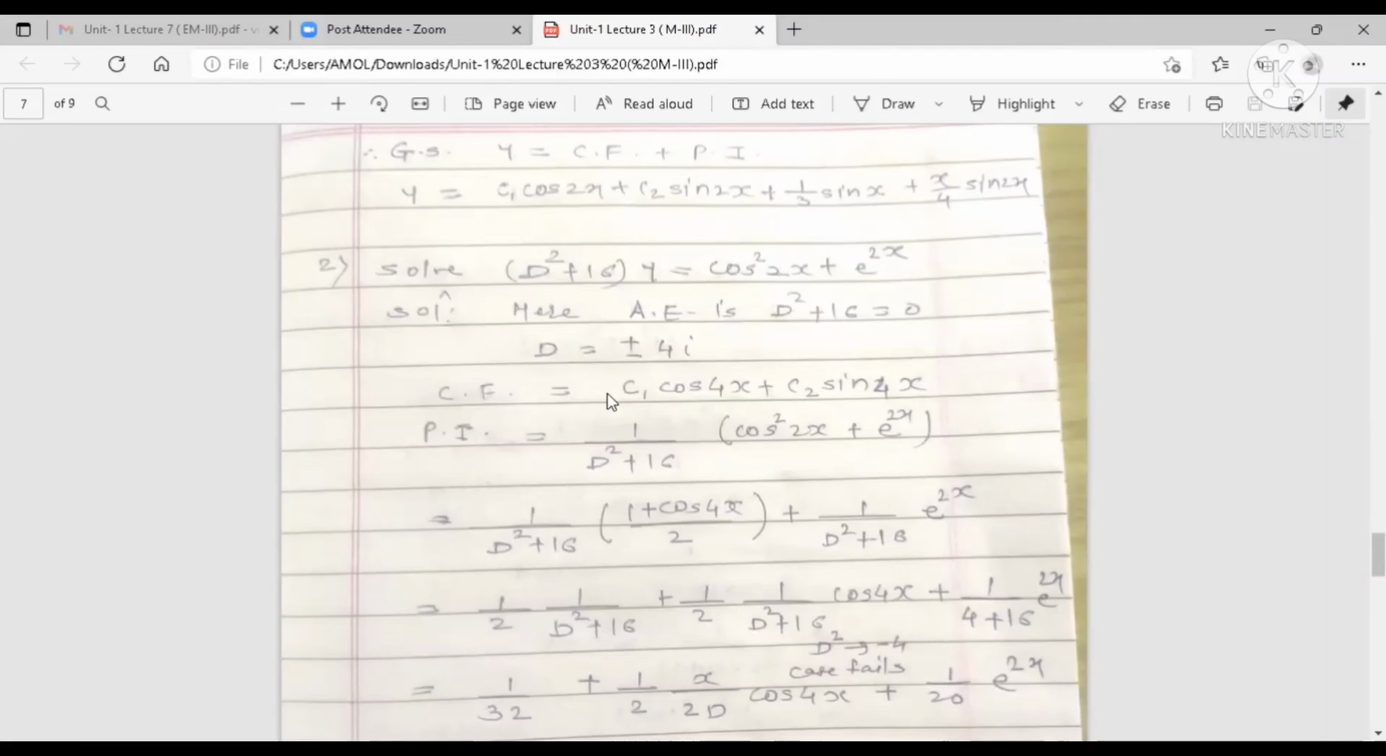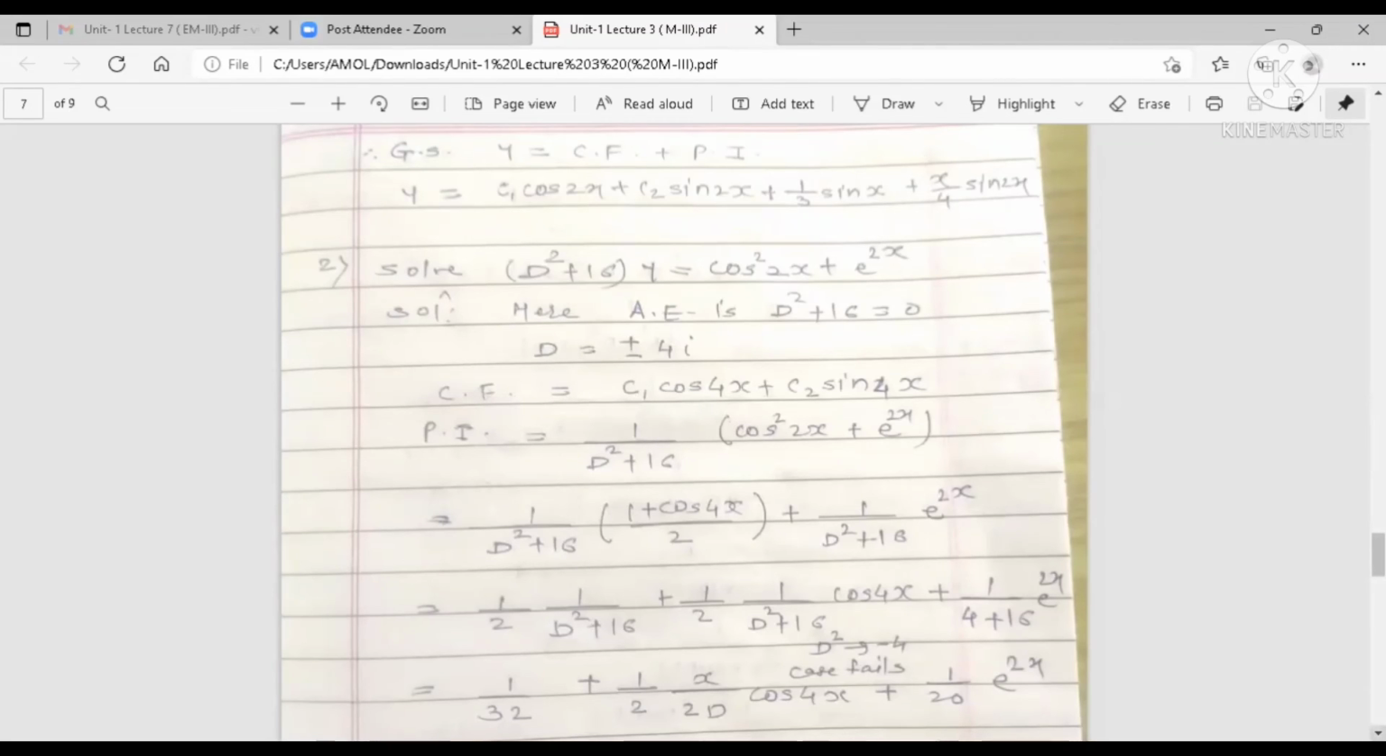So the complementary function, the roots are complex roots, plus 4i minus 4i. Here real part of the complex number is 0. So the complementary function is c1 cos 4x plus c2 sin 4x. You go through the rules of complementary function, then you have an idea how to write the complementary function for complex roots. So from that rule, we have written here the complementary function.